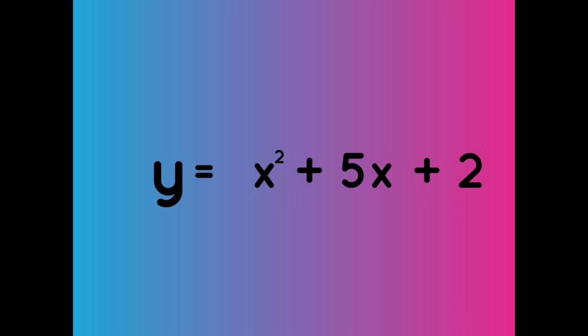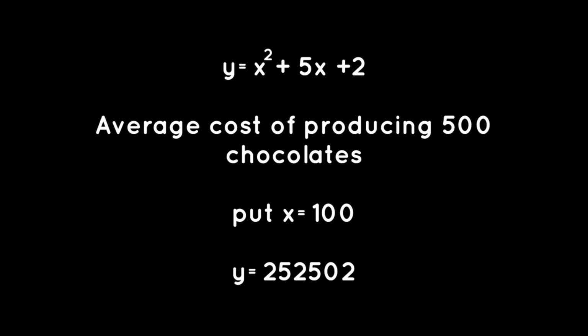Suppose the equation is y equals x squared plus 5x plus 2, where x is the number of units produced and y is the cost price. From this equation we can find the average cost price of producing 500 chocolates. For example, the average cost price of producing 500 chocolates is 2,52,502.